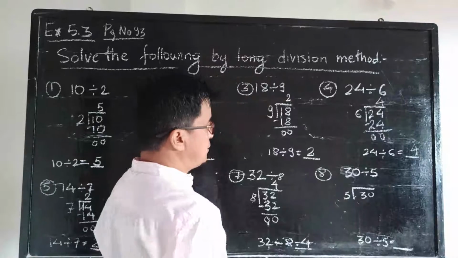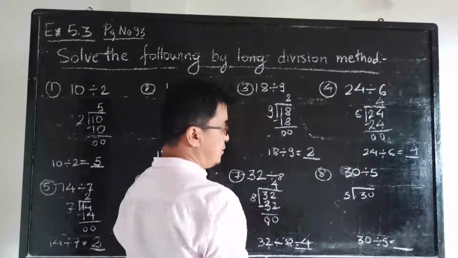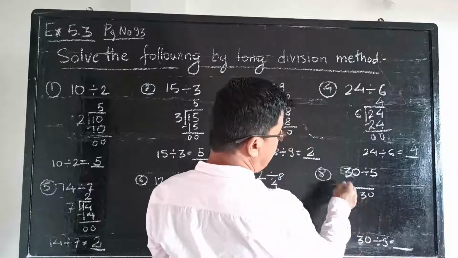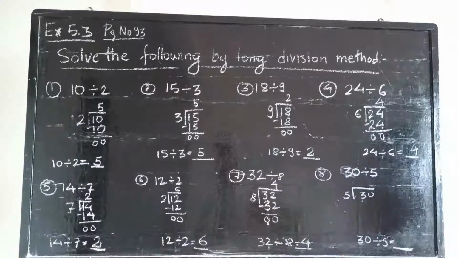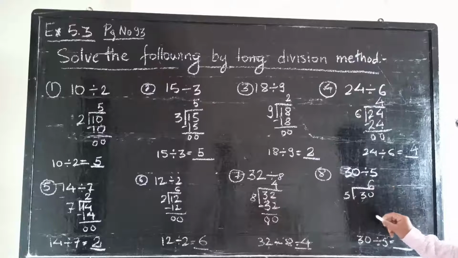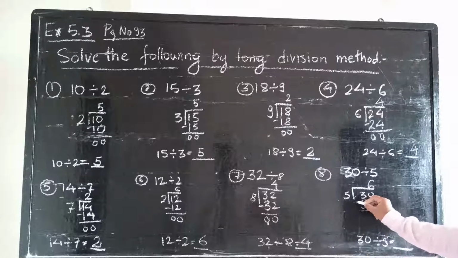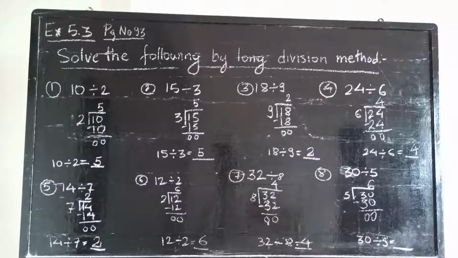Now number 9. 30 divided by 5. 30 is the dividend and 5 is the divisor. 5 will not go into 3. You have to take both, 30, because 3 is smaller than 5. 5 ones are 5, 5 twos are 10, 5 threes are 15, 5 fours are 20, 5 fives are 25, 5 sixes are 30. Now subtract, 0 minus 0, 0, 3 minus 3, 0. 30 divided by 5 is equal to 6.